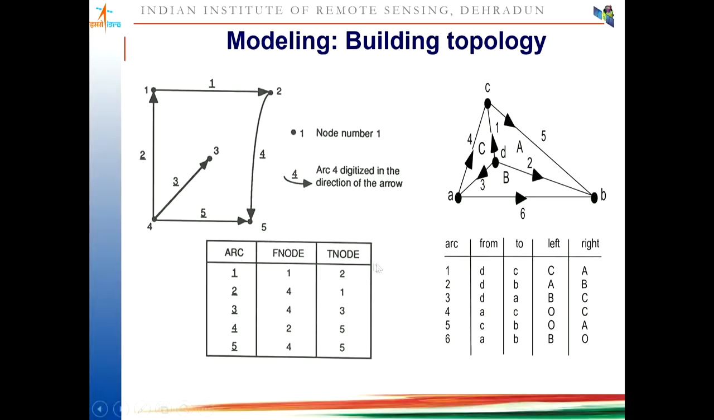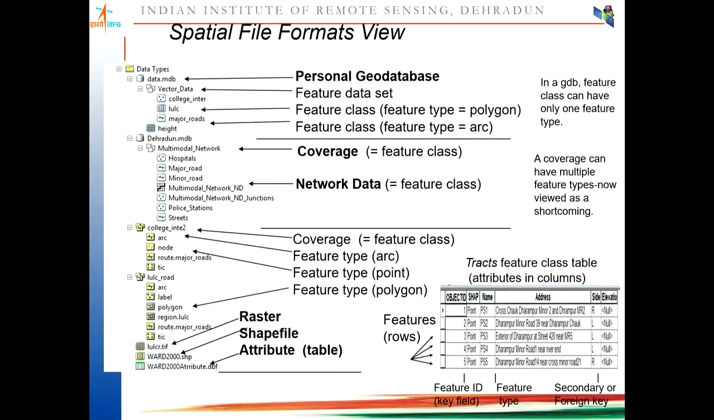So in this case, you take a starting and end point, and then you just represent point A and B. Whatever polygons are there, you just mark on a particular arc which polygon is on the left side and which polygon is on the right side. That can be represented. So this is just an example of the different file formats.